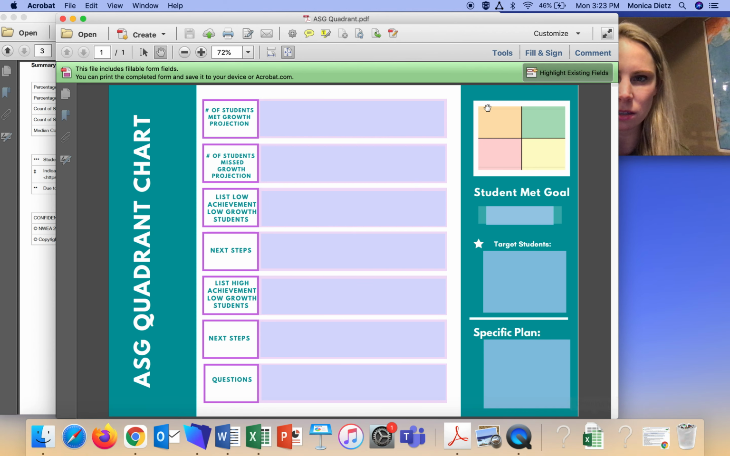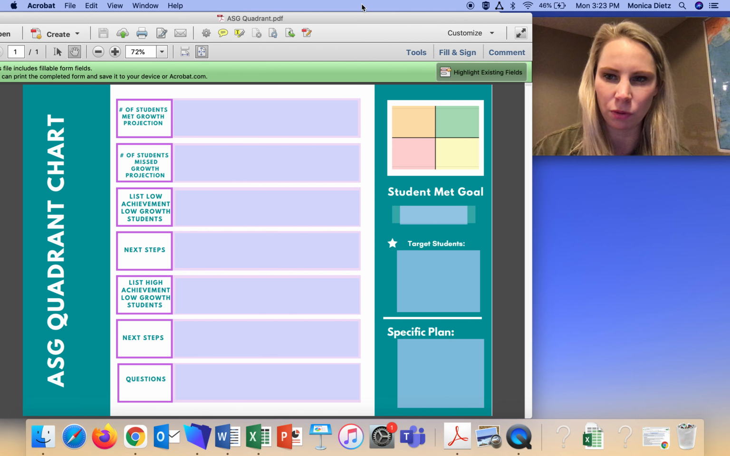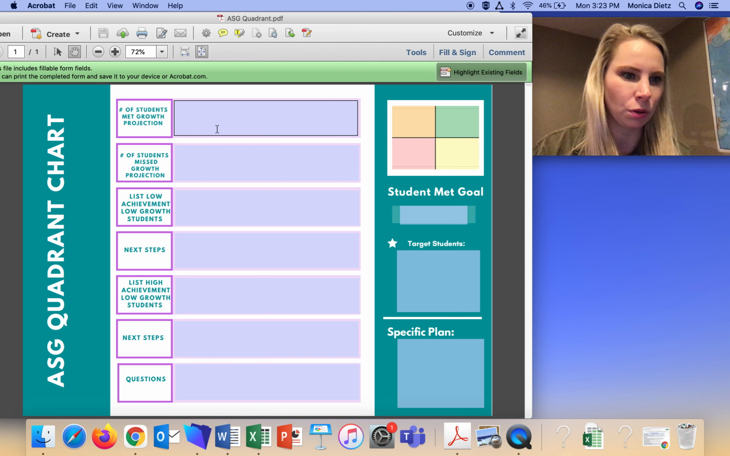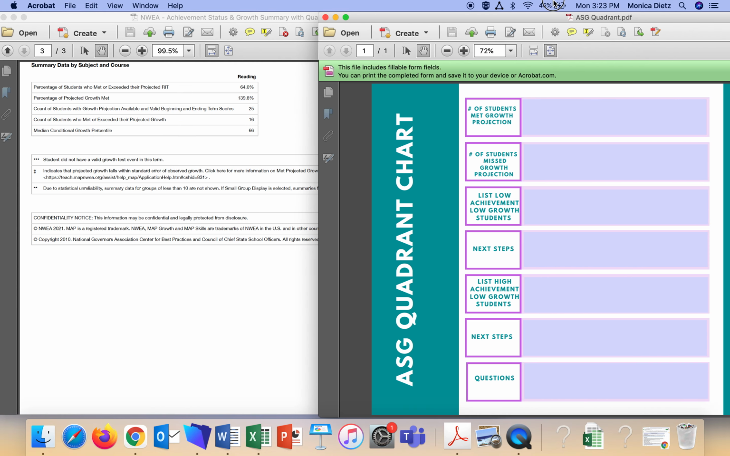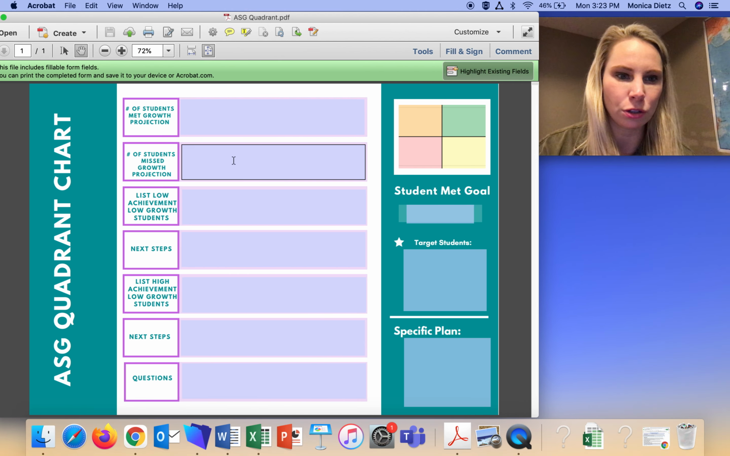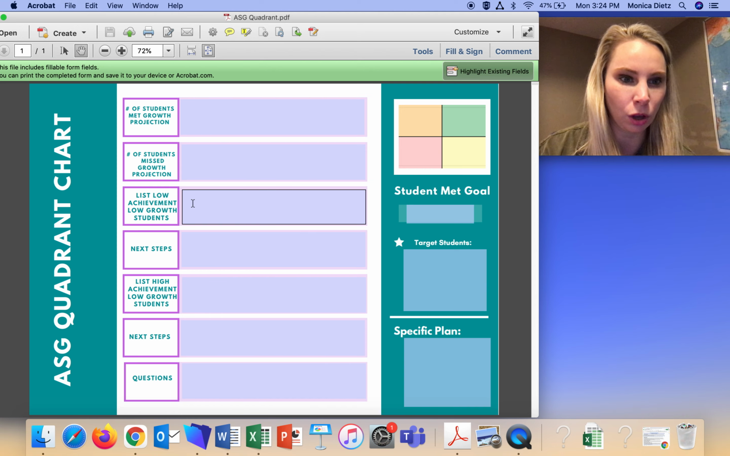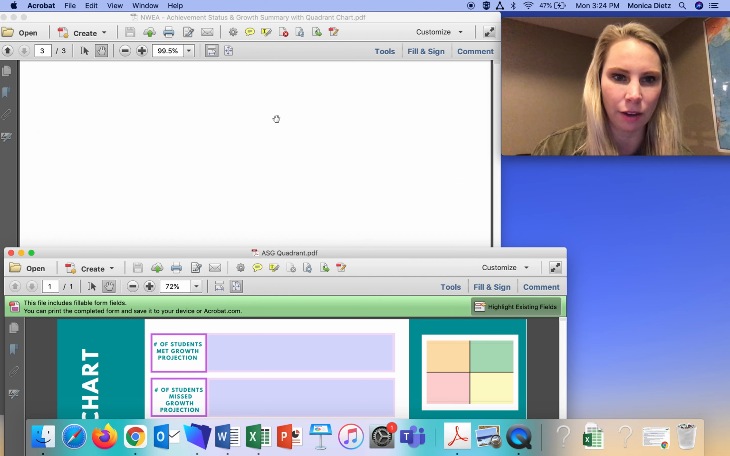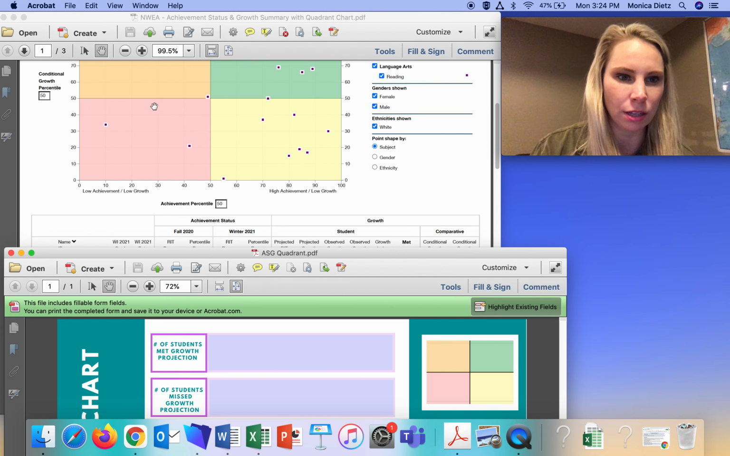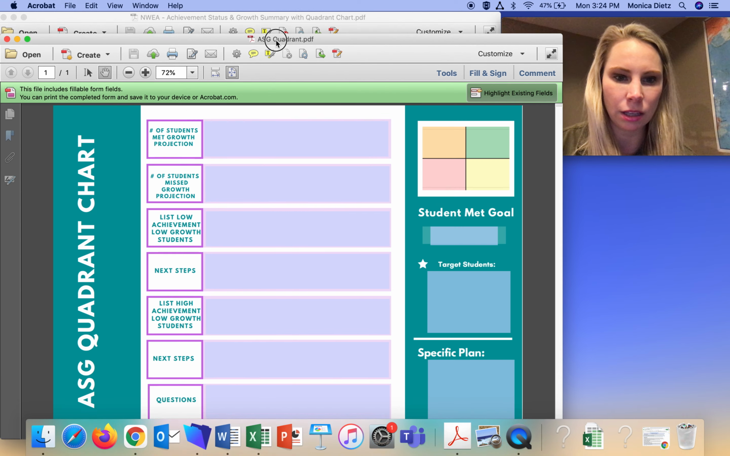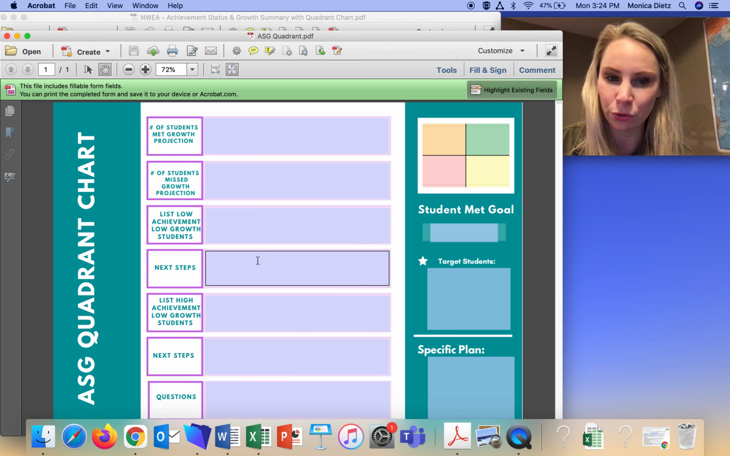So I created this, and if you're interested in using it to inform your instruction, you may find it beneficial. So after you take your assessment, you could pull this up and you could say the number of students that met projection. Okay, we know that was 16 right here. And then the students who missed it, 25 minus 16, I have 9 kids that didn't. Okay, now I'm going to list my kids that were low achievement, low growth. All right, so you'll have their names, and then you're going to list who are these kids, low achievement, low growth. All right, and think about what your next steps are for those students.